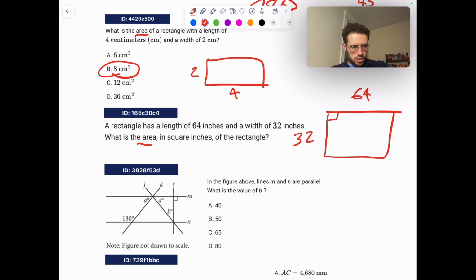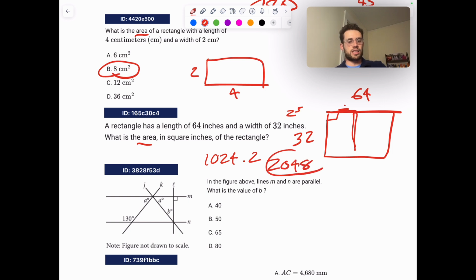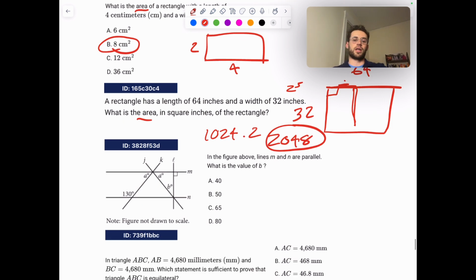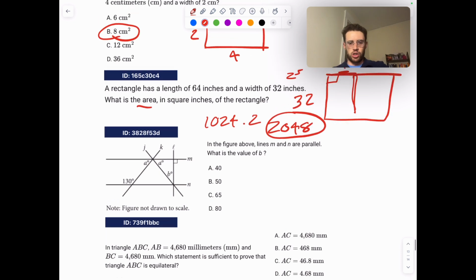So this would be just 64 times 32, length times width. We know 32 squared would be 1024, at least maybe you know that. That's 2 to the 5th. 1024 is 2 to the 10th. And 32 times 32 would give us half of the area, because half of 64 is 32. So we just double that, and that would be 2048. Right, so it's actually 2 to the 11th power.